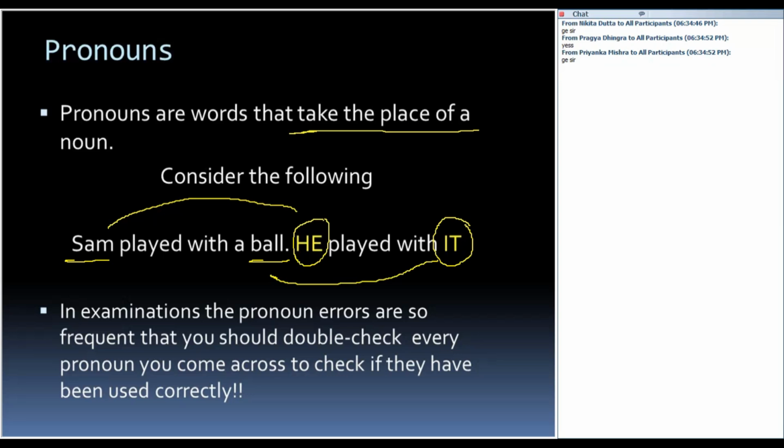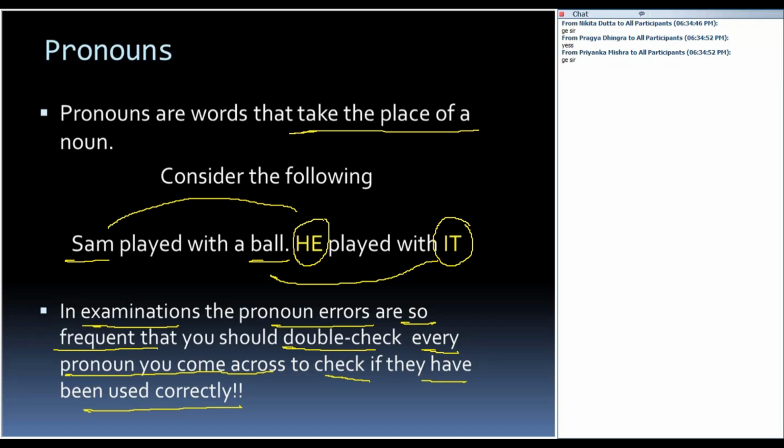Okay? Now, as far as pronoun errors are concerned, in examinations, remember that pronoun errors are so frequent that you should double check every pronoun that you come across to check if it has been used correctly. This is especially true if you are a GMAT aspirant. In GMAT, if they have used a pronoun, almost 90% of the times there's going to be some kind of error related to that pronoun. So you have to be careful.